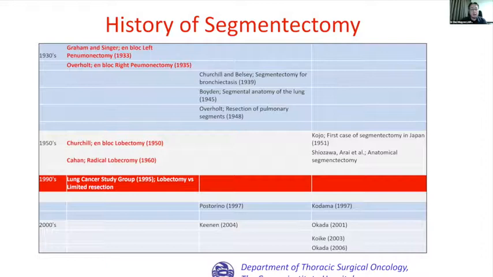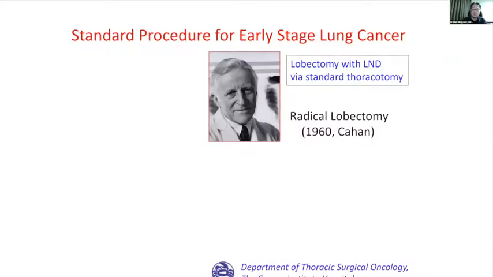Regarding lung cancer surgery, Graham reported the unblocked left pneumonectomy in 1933, and Cahan reported the radical lobectomy in the 1960s. Since then, the standard procedure for early lung cancer has been lobectomy with lymph node dissection, because the Lung Cancer Study Group reported the RCT, lobectomy versus limited resection.